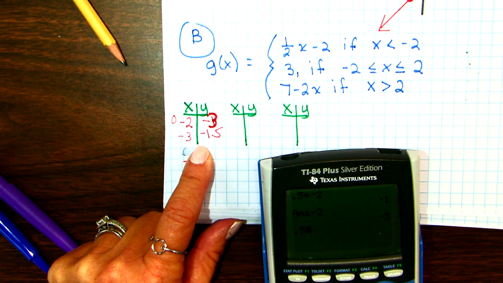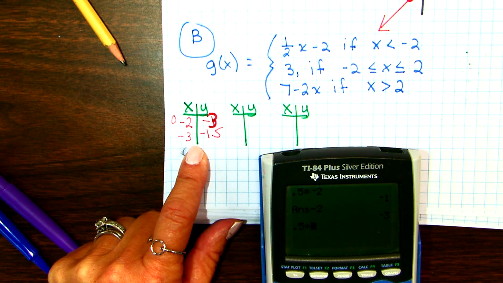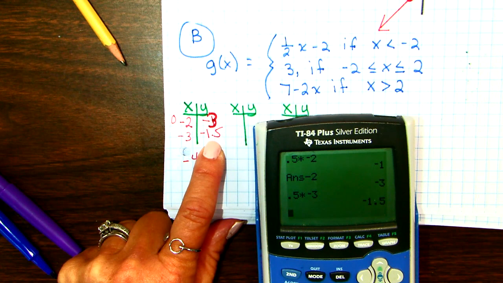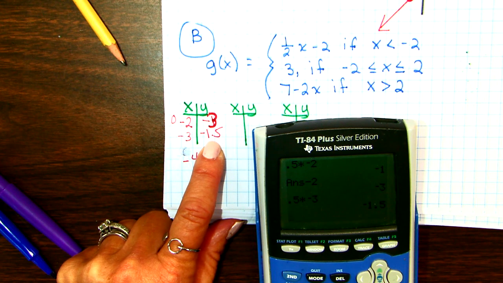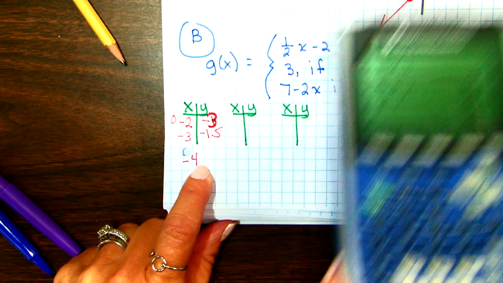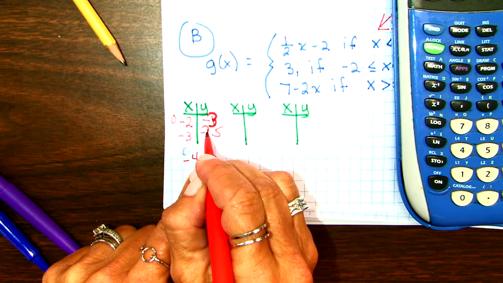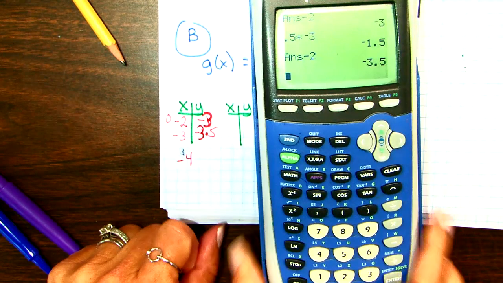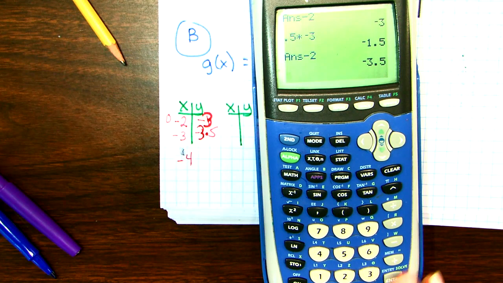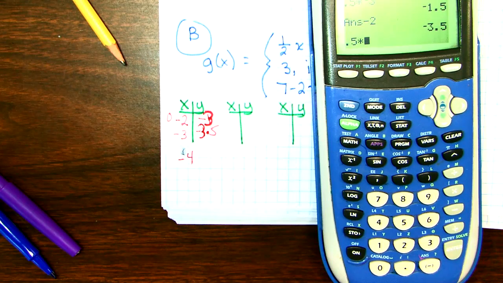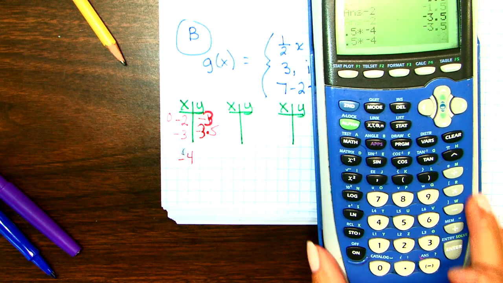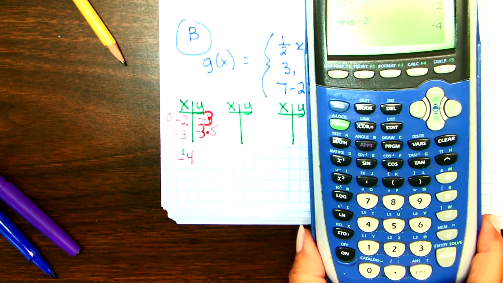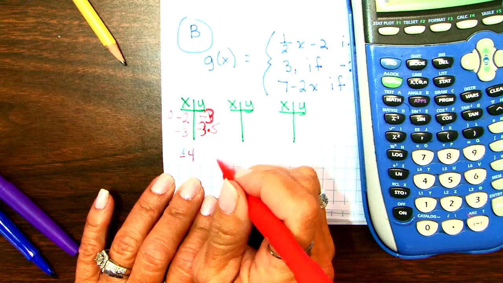0.5 times -3 is -1.5, and then subtract 2. That's -3.5. And then the last one, 0.5 times -4 minus 2 would give us -4.